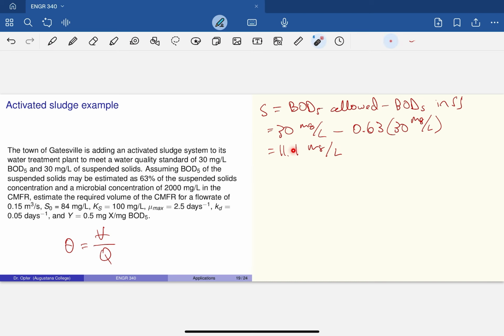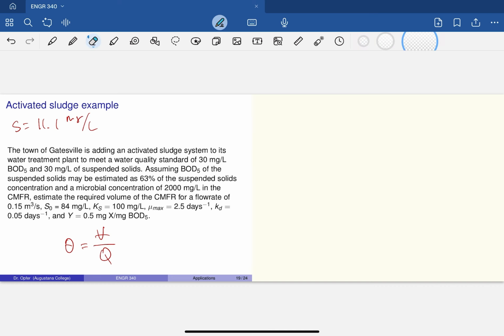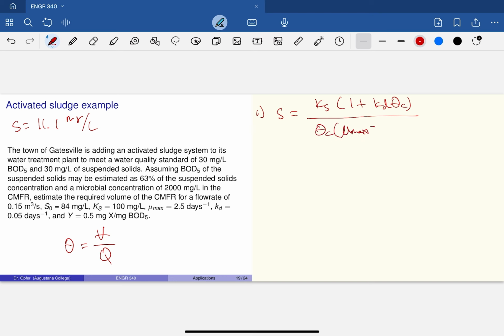Okay, so this is the amount of soluble BOD that has to leave our activated sludge system in order to maintain this allowable concentration of 30 milligrams per liter. So over here, I'm just going to write down this result so I can erase this and make some room. Okay, so now we can get to S is equal to Ks times 1 plus Kd theta C all over theta C times mu max minus Kd, and minus 1.